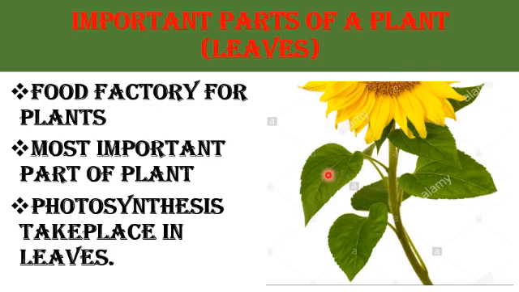So leaves are the most important part of a plant. They are food factory for plants. It means photosynthesis takes place in the leaves, green leaves.